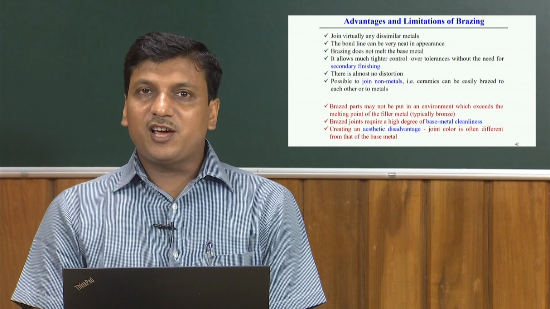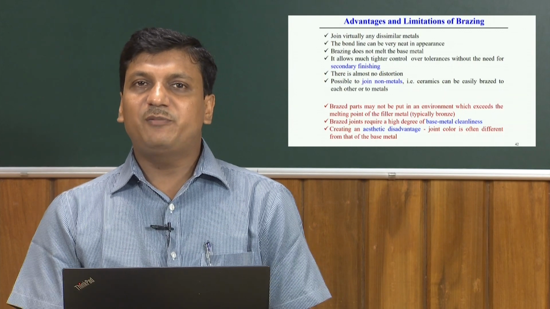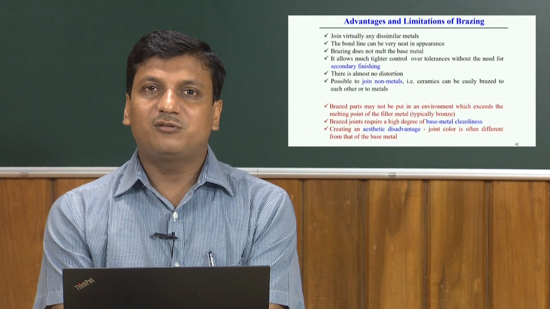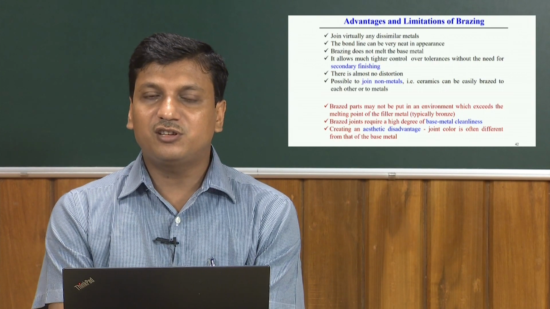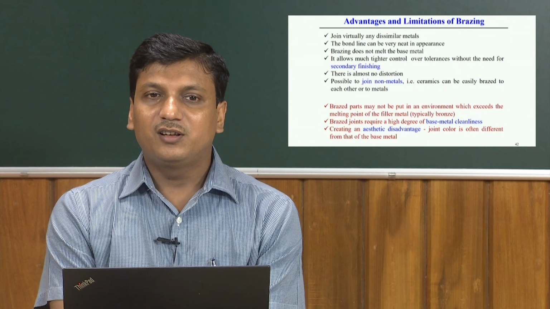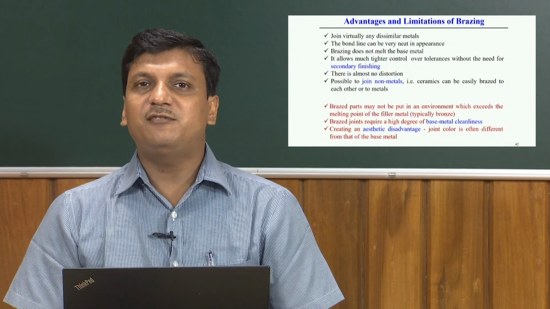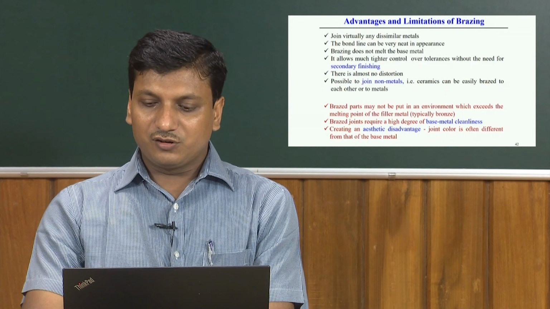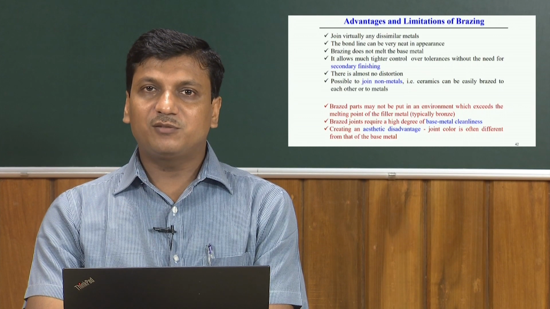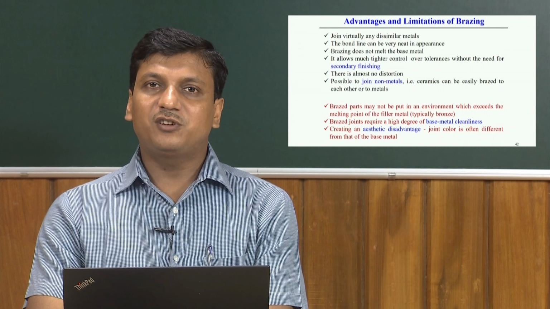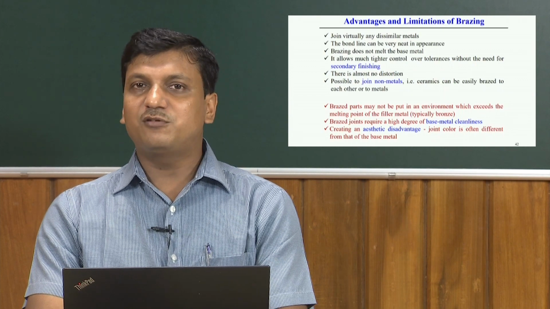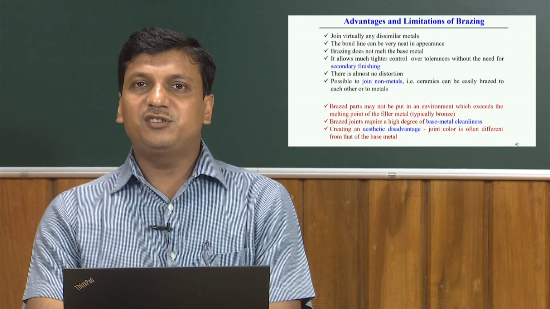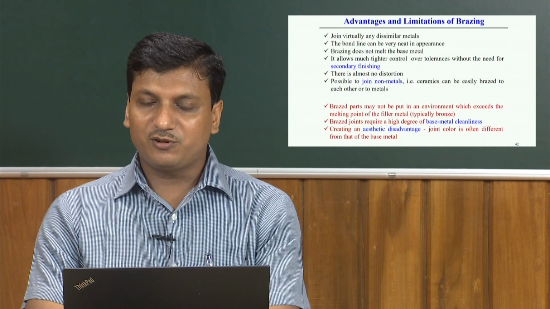Now, another typical disadvantage of this process is the aesthetic appearance of the joint. Sometimes the joint color is different from the base metal, and that brings some aesthetic disadvantage to this kind of joint. Apart from that, brazing is still one of the good solutions for joining dissimilar materials, if we do not compare the strength of this joint with respect to the fusion welding process.